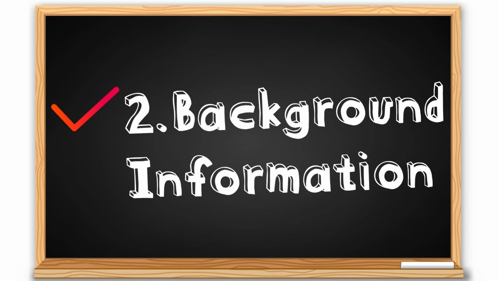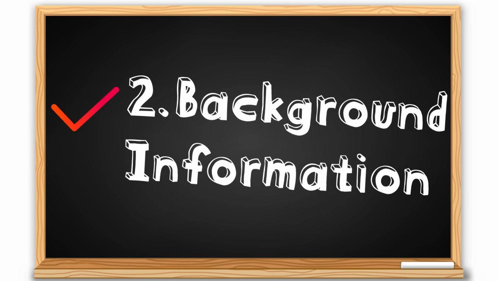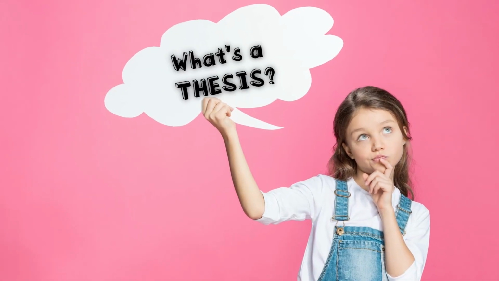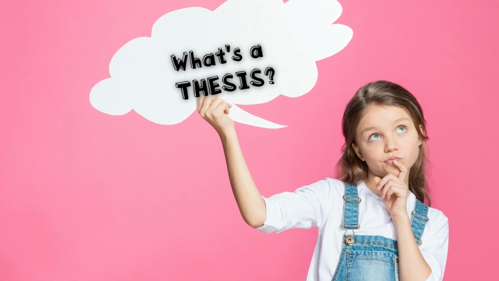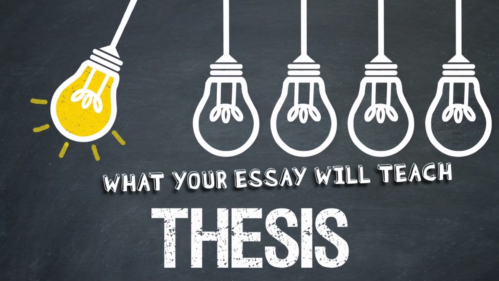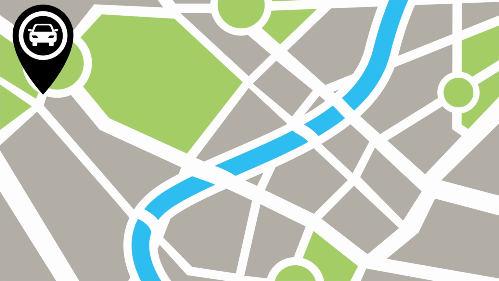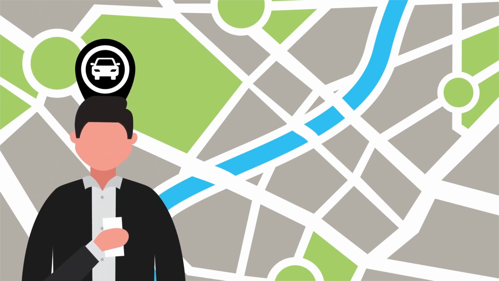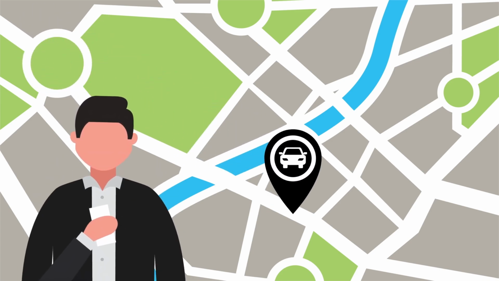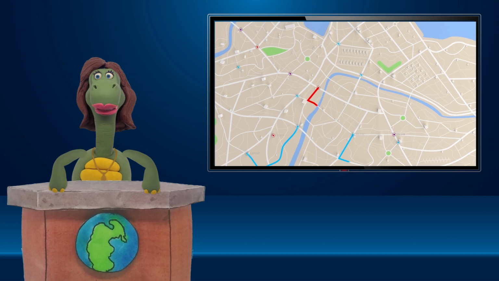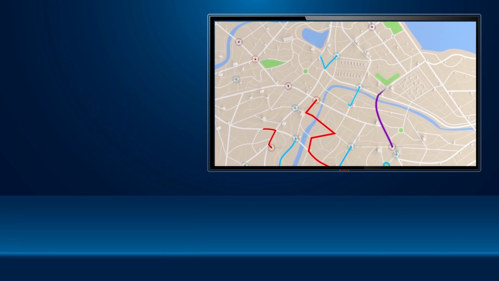Now that we've got a strong hook and clear background, it's time for the most important part of your introduction, the thesis statement. A thesis statement is 1 or 2 sentences that tell your reader exactly what your essay will teach them about. It's like your essay's GPS. It gives your reader a map of where you're going. Exactly. The thesis is your writing roadmap. Let's look at a few dino-sized examples.